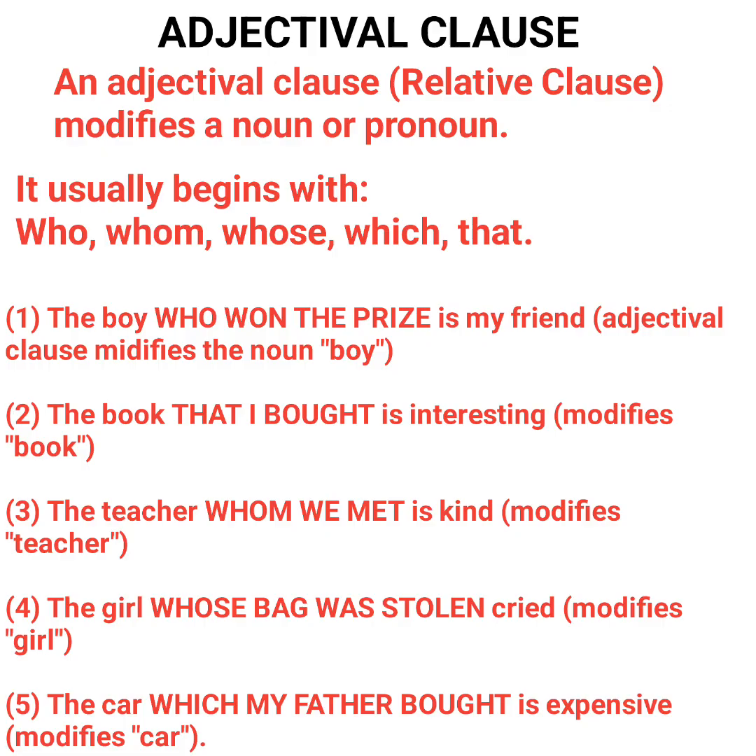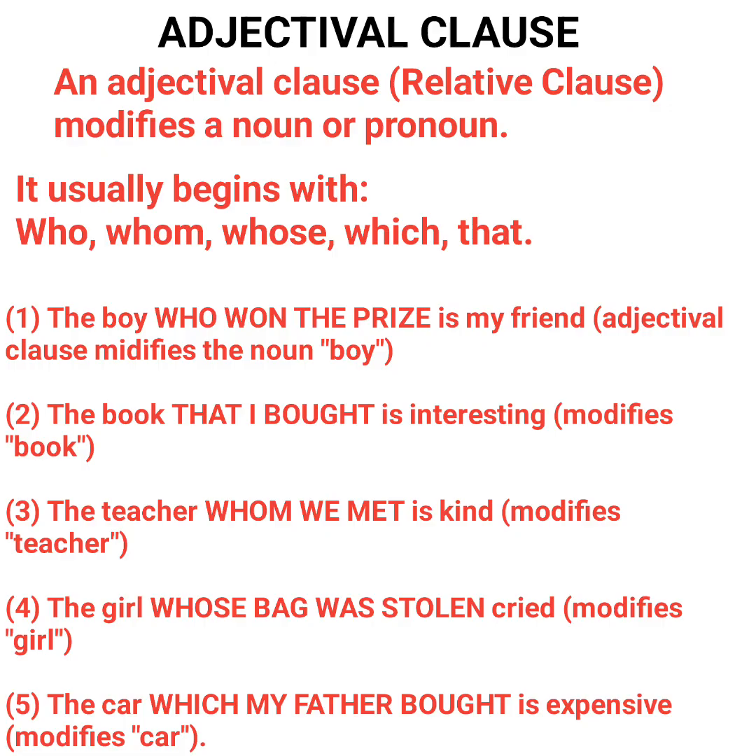An adjectival clause simply modifies a noun or pronoun, and it usually begins with who, whom, whose, which, that. So, for instance: the boy who won the prize is my friend. The boy. Which boy? The one who won the prize. It means that "who won the prize" describes the noun boy or the noun phrase the boy. That's why we know that it functions as an adjective. And a clause that functions as an adjective is known as an adjectival clause.